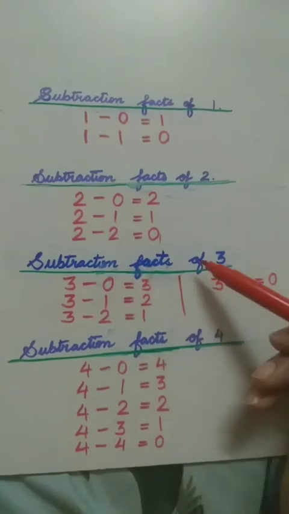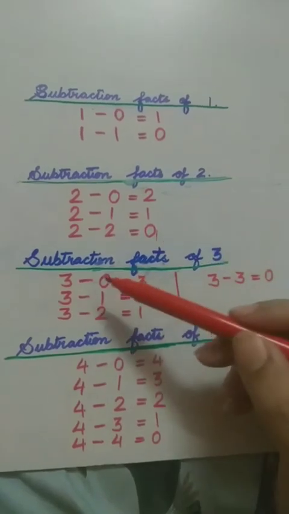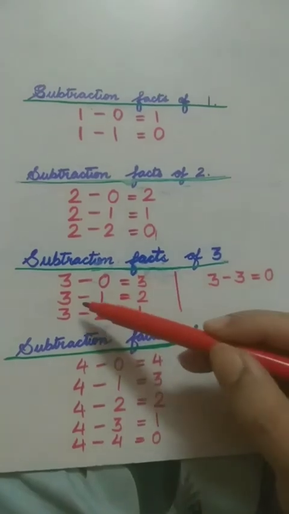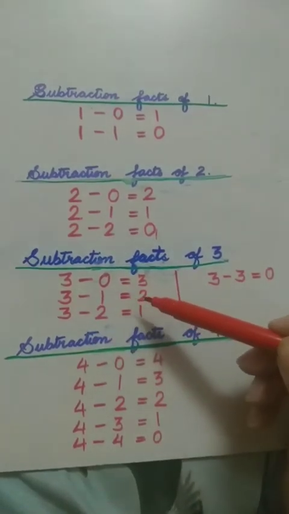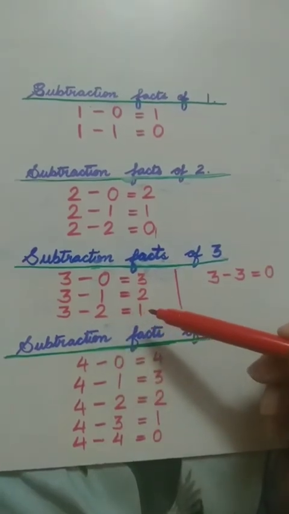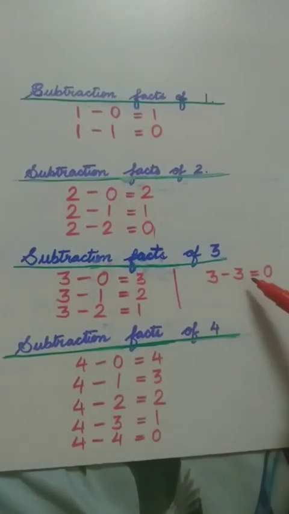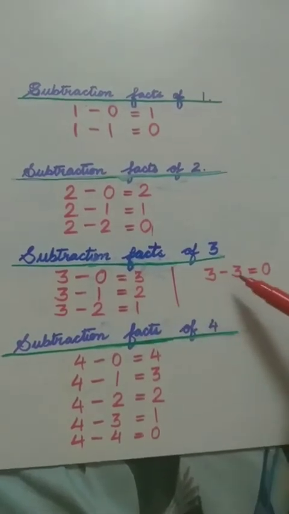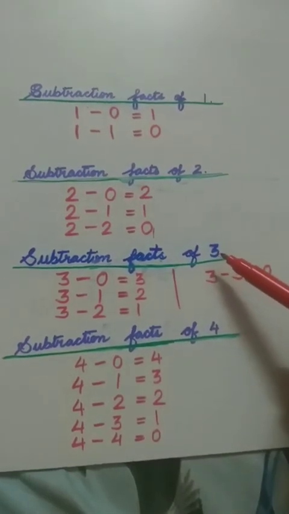Now subtraction facts of 3. 3 minus 0 is equal to 3. 3 minus 1 is equal to 2. 3 minus 2 is equal to 1. And 3 minus 3 is equal to 0. We have 4 subtraction facts for 3.